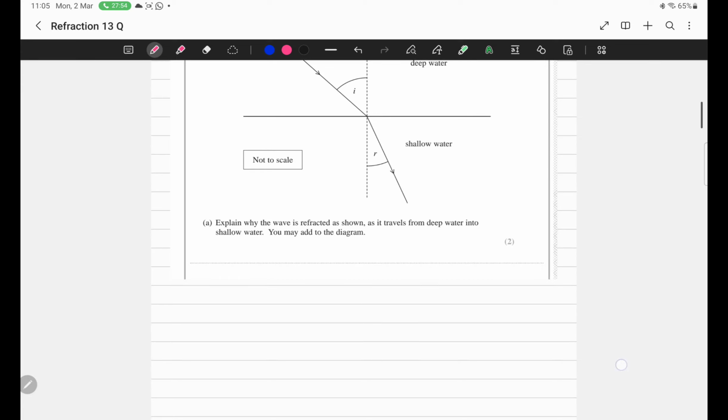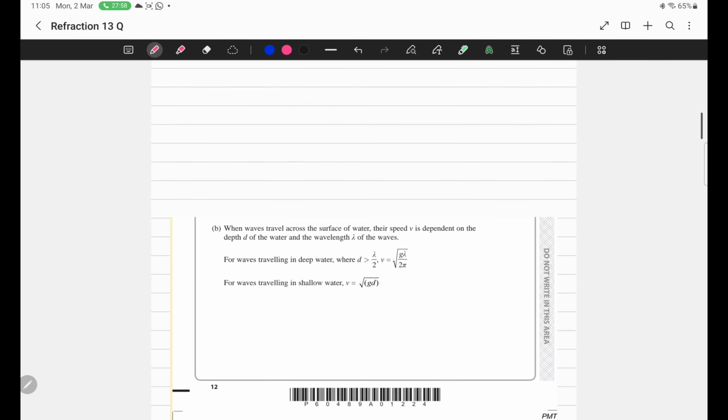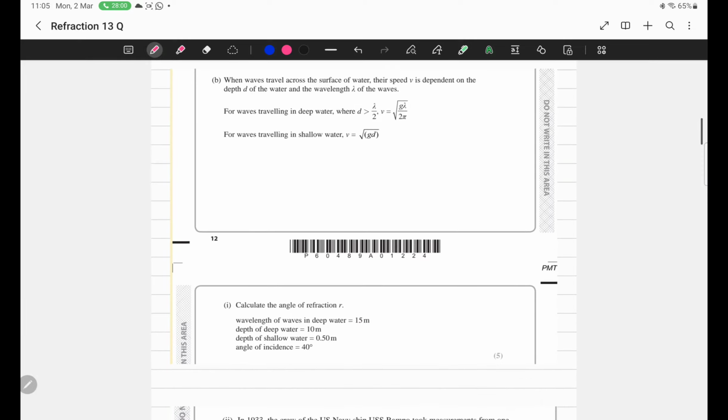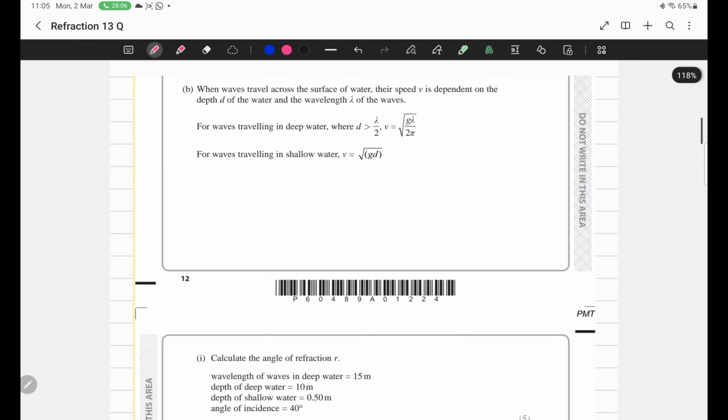Ajay, now the next question is January 2020. Sir, what is the question? I think it is a difficult question. It is a water wave question. You are given this equation of deep water and this equation of shallow water.